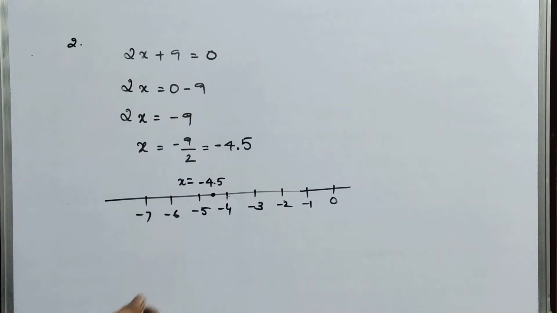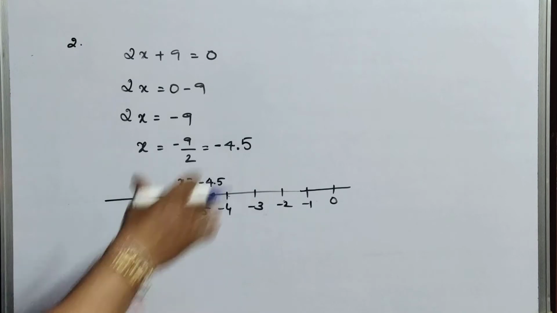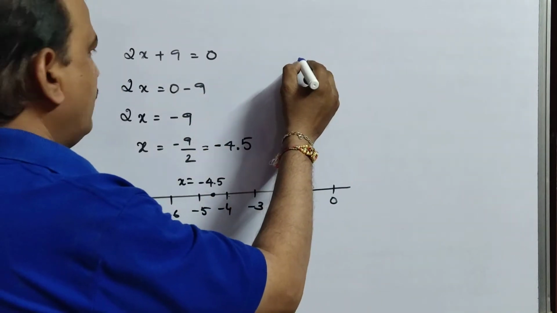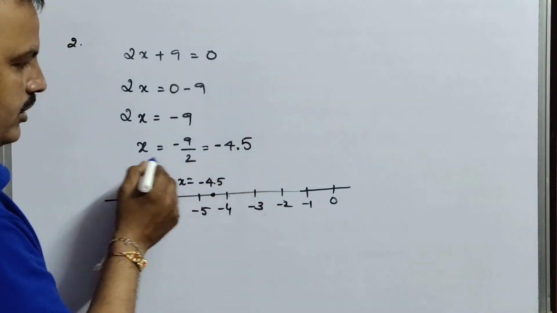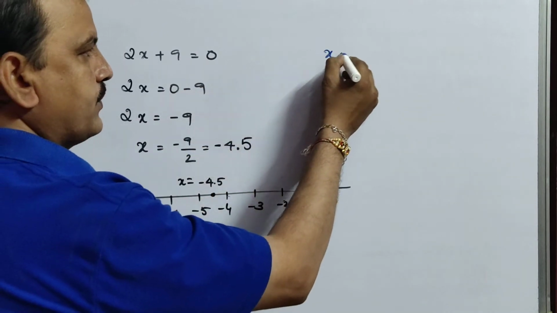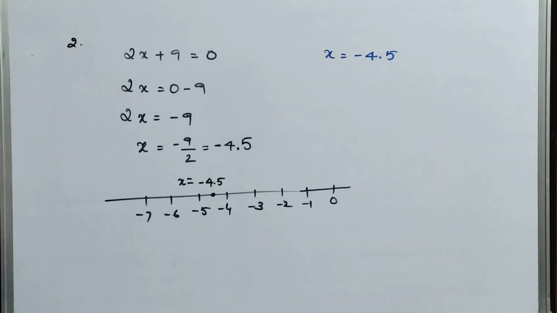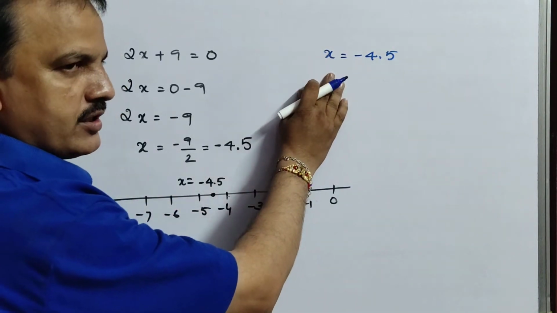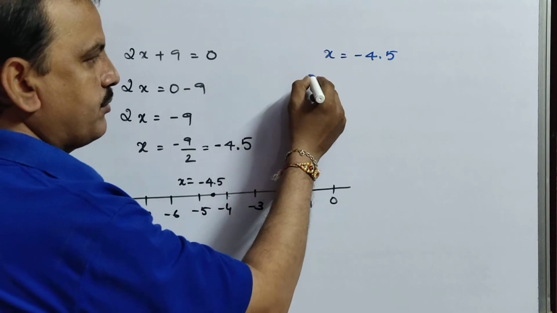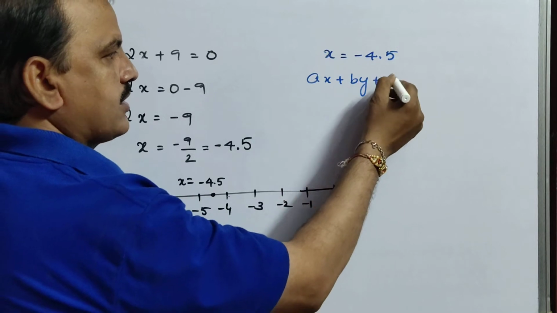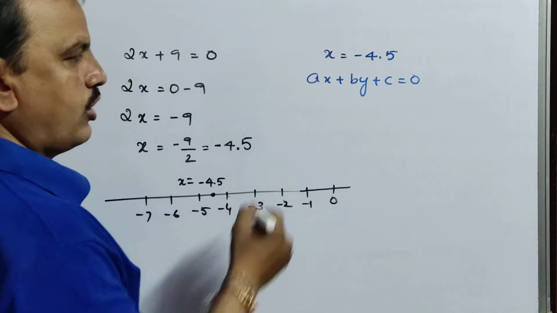Now you may get a doubt: how to plot in two variables? How to draw the figure geometrically in two variables? Okay, same. Now you take only this one, x equals to minus 4.5. Now as I told you, compare with the standard form, that means ax plus by plus c equals to 0. So how will you write it now?